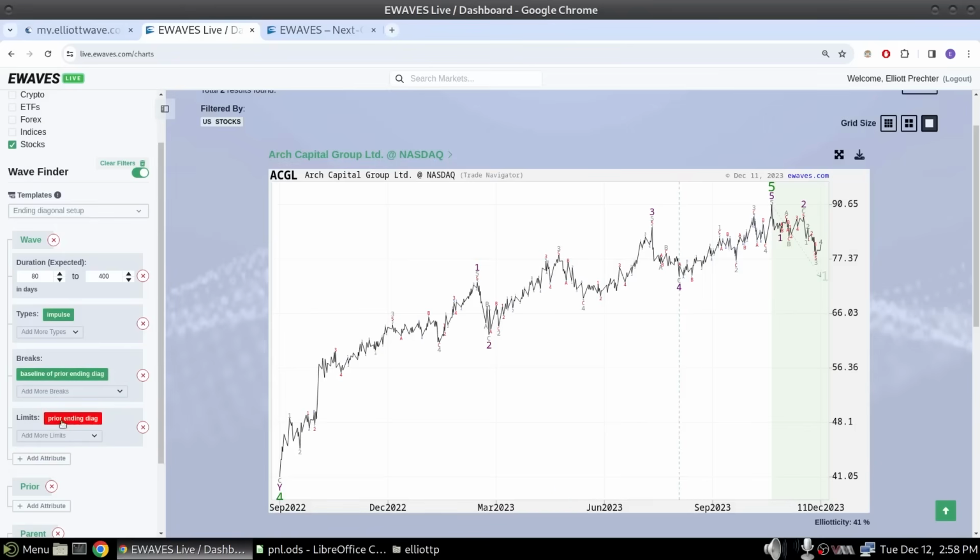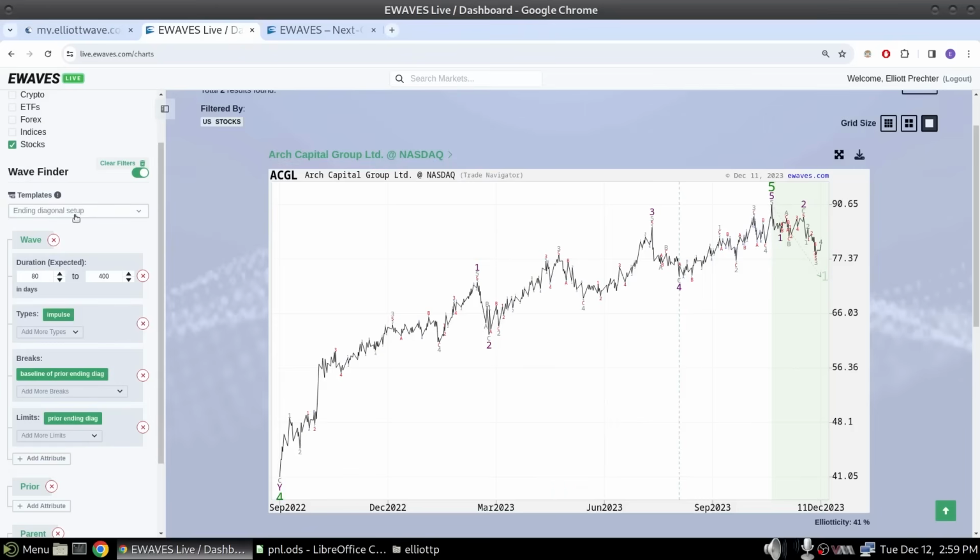Now, the last thing on here is the limit. And the limit is set to prior ending diagonal. That basically means that if this move moves past the start of this prior ending diagonal, which is at 7350, then the market's gone too far and it's just too late to act on this setup. So setups are valid for a certain period of time. In this case, it's valid once this baseline is broken, and then it's invalid once it goes below 4. So there's this little window of time where you have this setup here that is considered a viable setup according to this template.